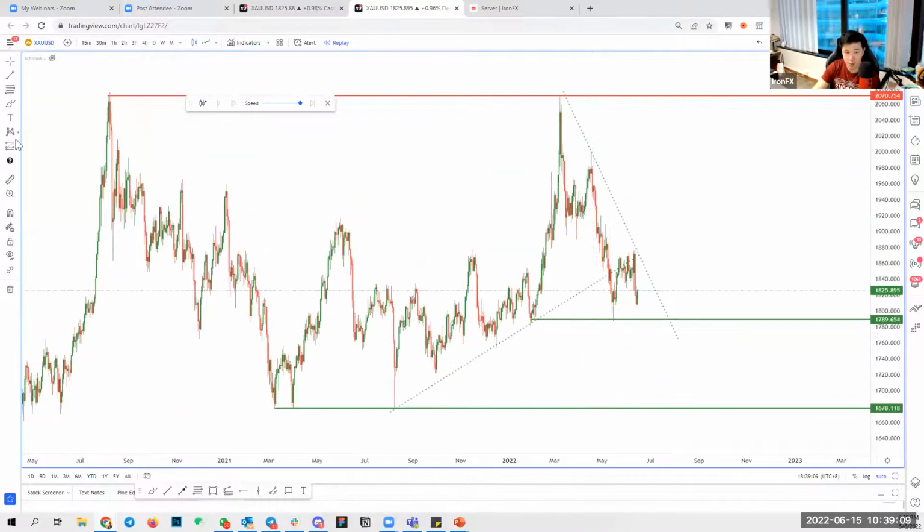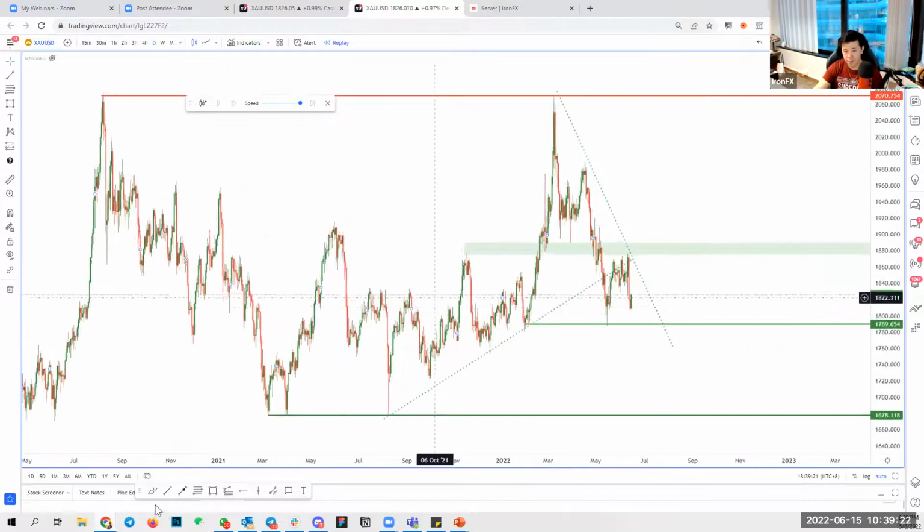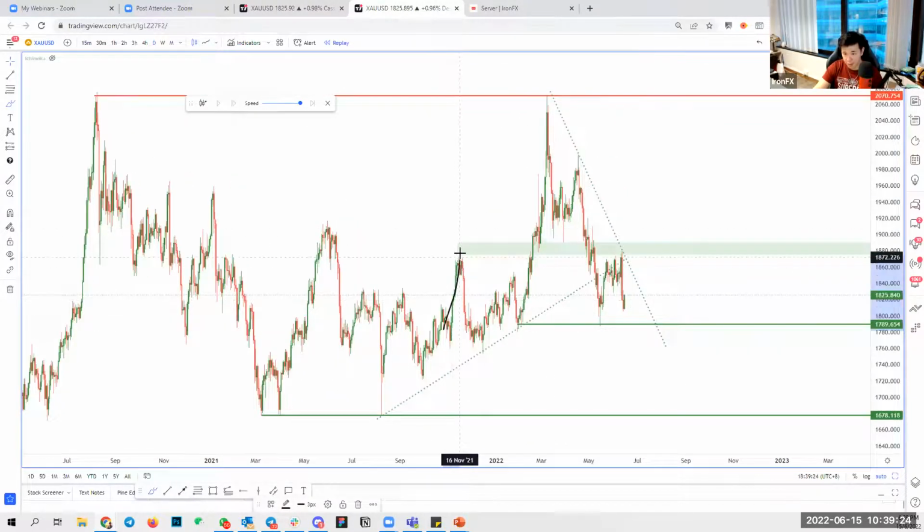In this example, there's this overlap that you can look at. You will notice how price reacted very nicely one time from here, and then it bounced very nicely one time from here.